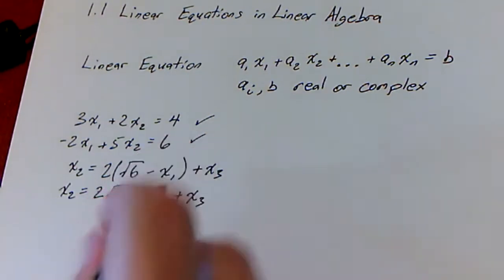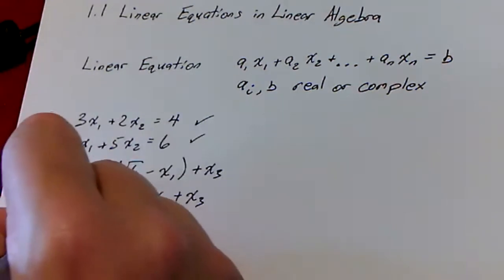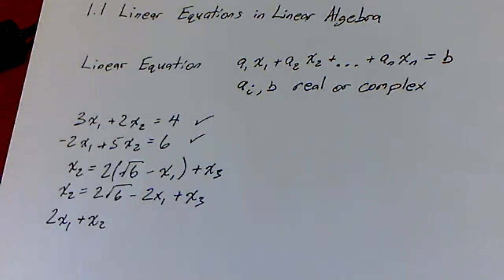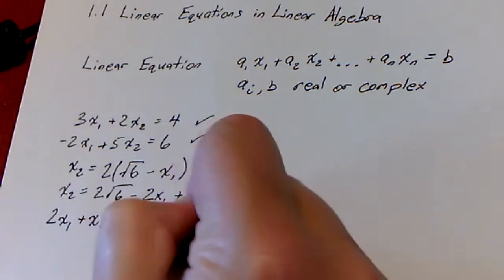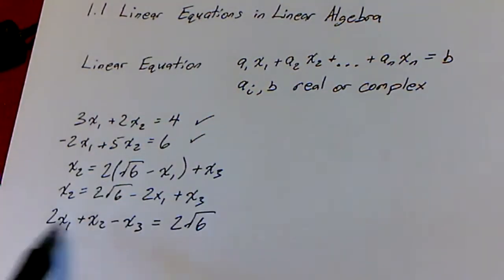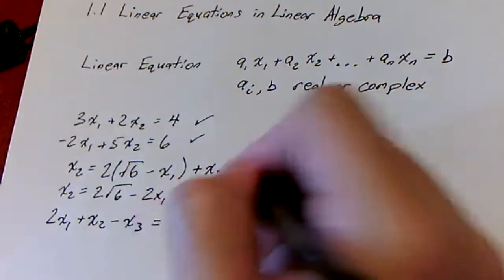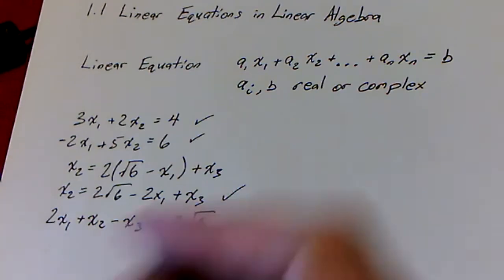So this negative 2x1, when I move it, it's going to come over to the left. So I get 2x1 plus x2. It's already on the left side. Now the x3 I'm going to bring over, so negative x3, and that's going to equal the square root of 6. So now this looks like our form that we have up here as well, okay? So all of that does indicate that is a linear equation, okay?